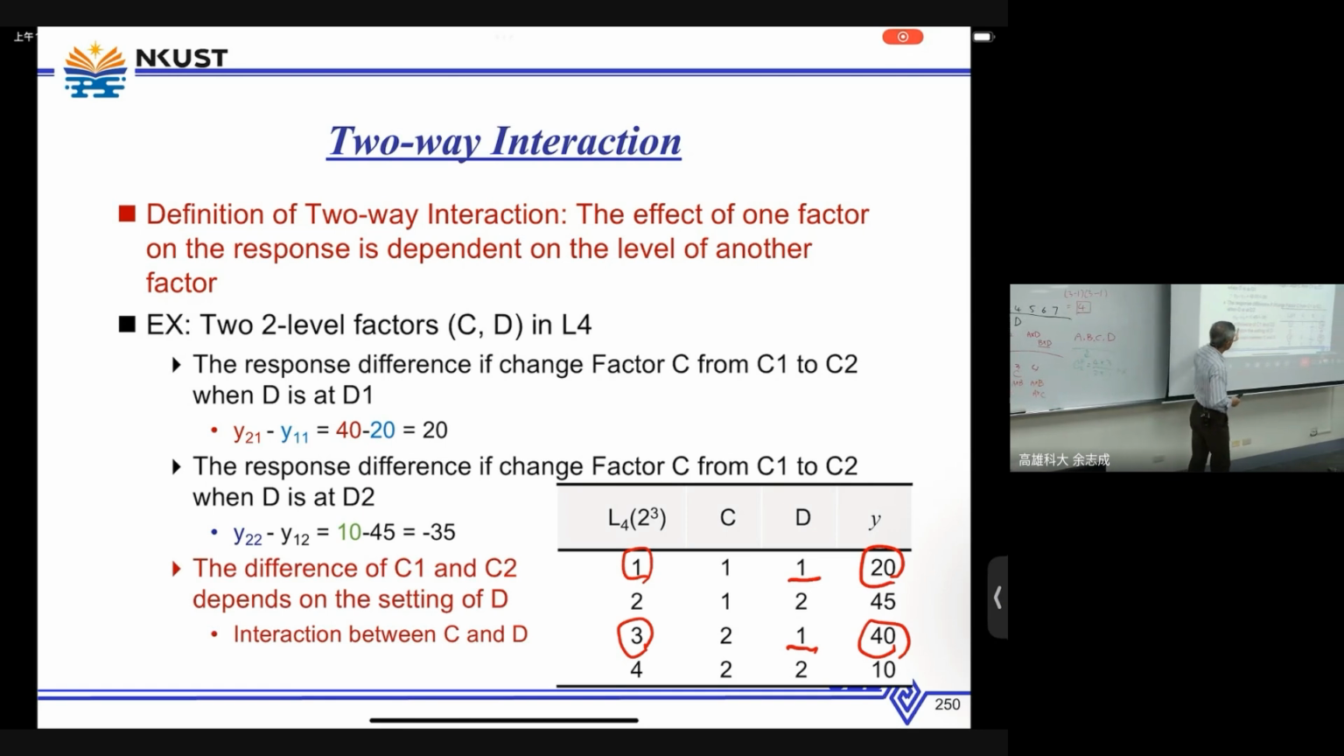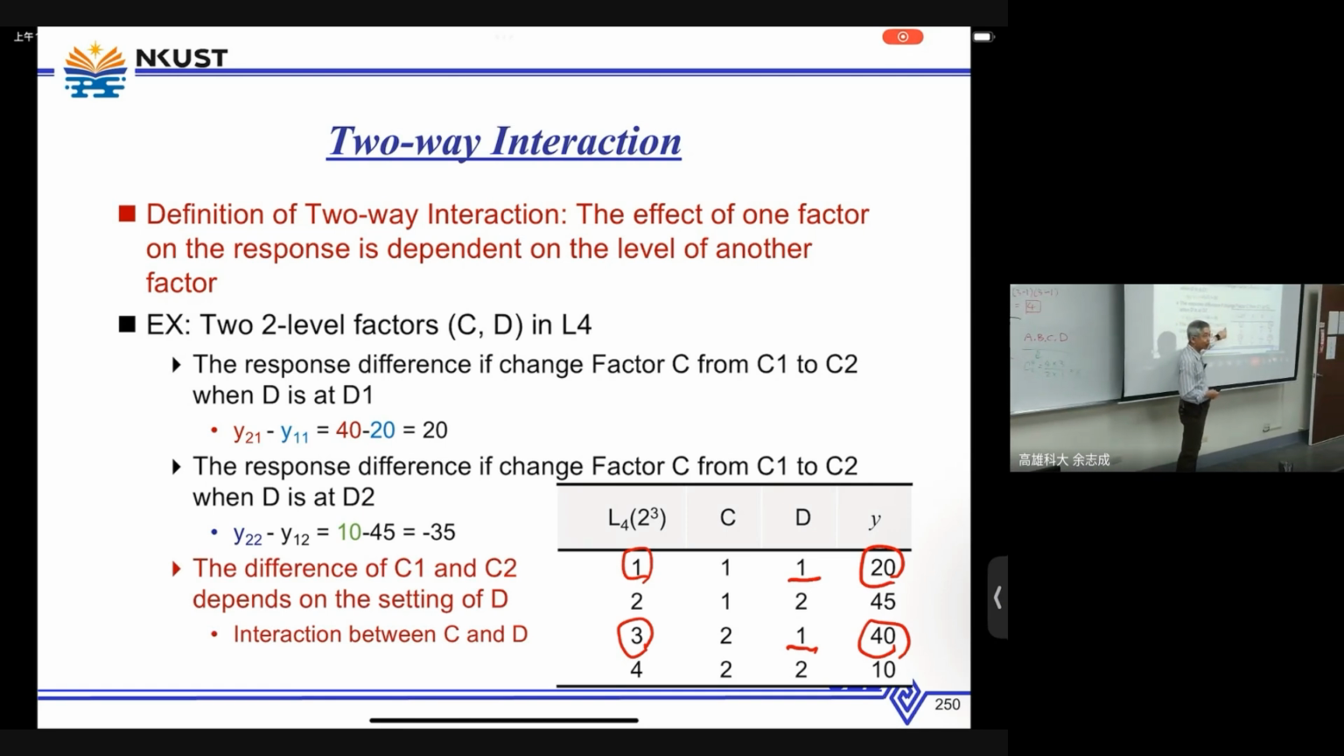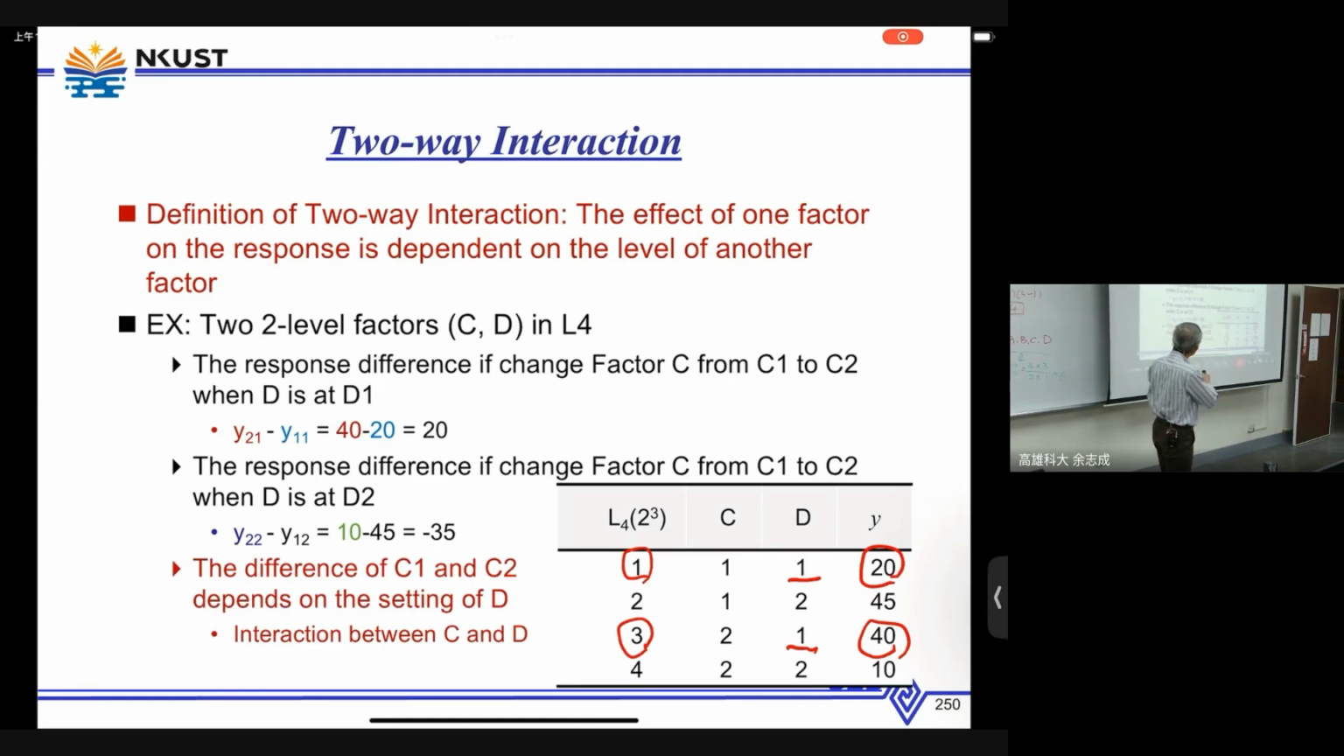Or the difference between C1 and C2 will depend on the setting of D. If D is at D2, the difference will be minus 35. If D is D1, the difference will be 20. Now we have a problem. Whether C1 is better or C2 is better is not a clear answer. It depends on how we select D first.